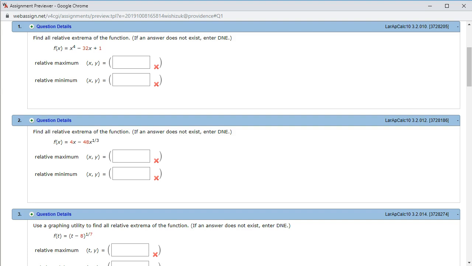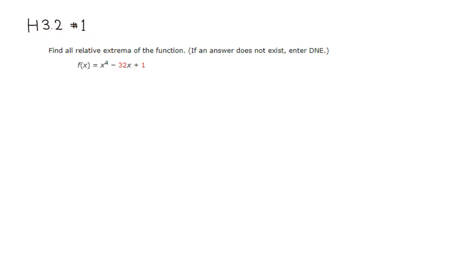All right, let's look at homework 3.2, problem number 1. We want to find all relative extrema of this given function here. So let's do that. First, we need to find critical numbers, so we take the derivative.